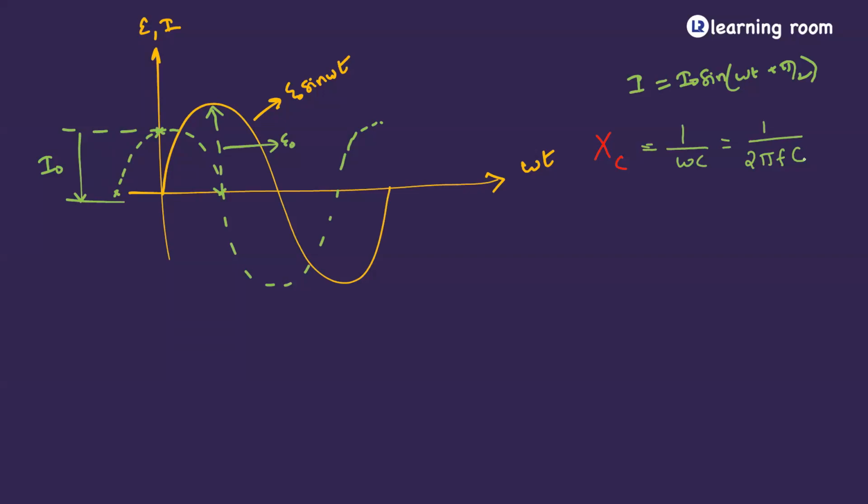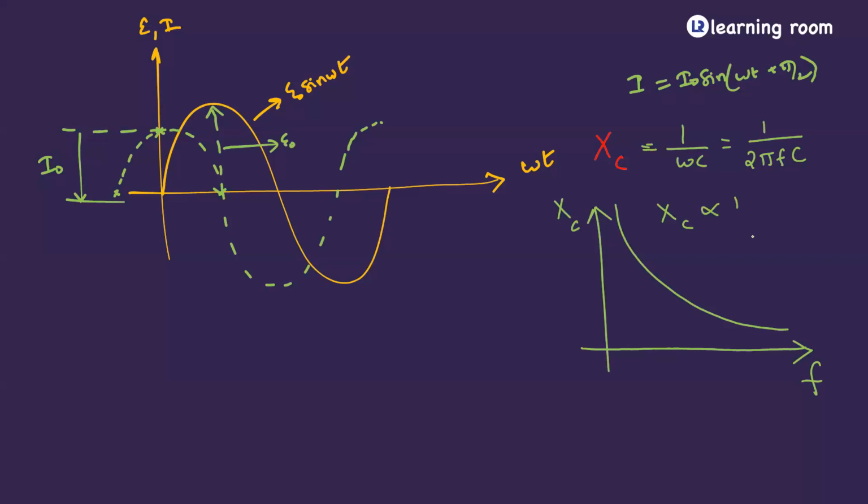Now the question is, if I plot a graph which shows how the value of XC varies with respect to frequency, listen to this carefully, how will the graph look? It will be in the downward direction, in a curved path. It's called a hyperbola, a rectangular hyperbola. You draw it in this way, because XC is inversely proportional to f. Am I clear with this?